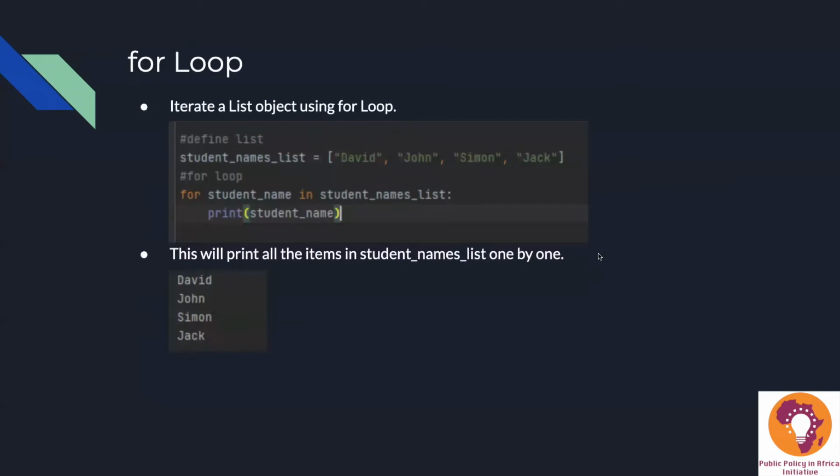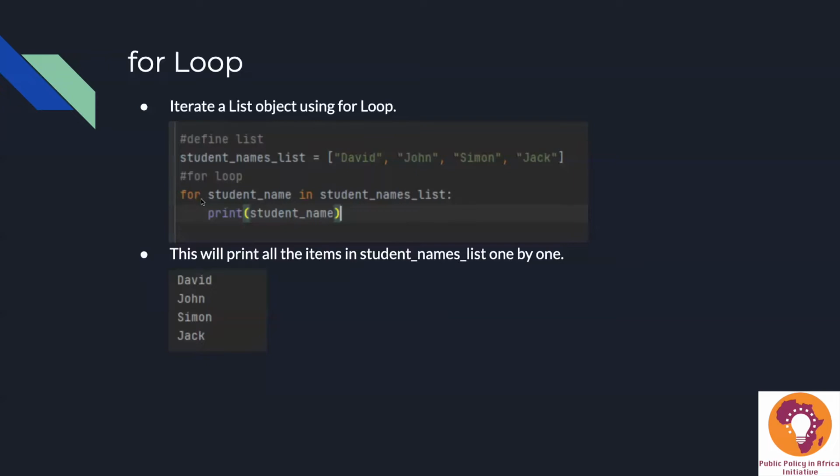All right, so first we're going to start with a for loop. With a for loop, we can iterate in a number of different ways, but in this example, we're iterating a list object using a for loop. Here we defined our list, a student names list. We have David, John, Simon, and Jack in our list. Then in our for loop, we can loop over that list. We have for, which is our keyword. Then we have student name, which is basically a reference to the object inside of the list. You can think of it like: for each student name in student names list.